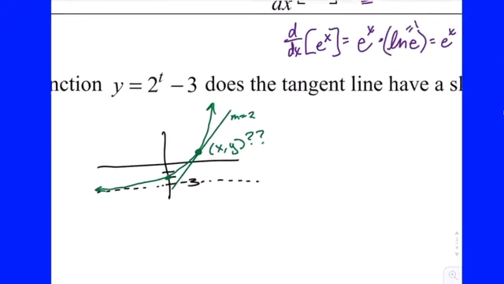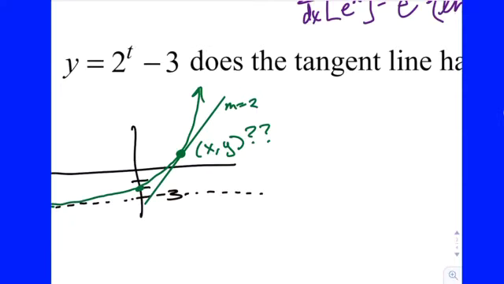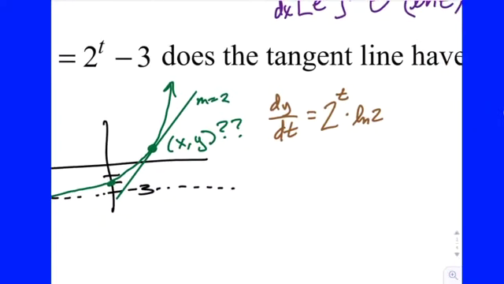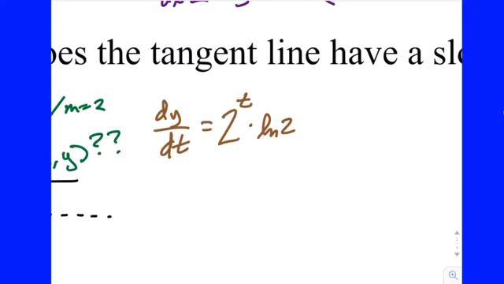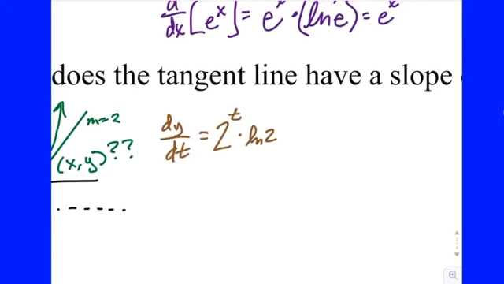So our method is, okay, I need to find the derivative, and instead of plugging in a value of t, I'll set it equal to 2. So dy/dt, instead of dy/dx, is going to be, what's the derivative of 2 to the t power? 2 to the t times the natural log of 2. Good. And then minus 3 goes away to 0. So now instead of plugging in for t and evaluating it, we'll set it equal to the slope we want. Okay? And now we'll solve.